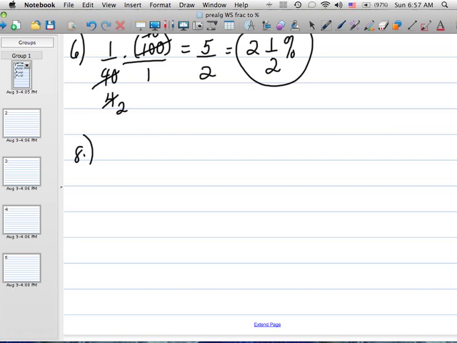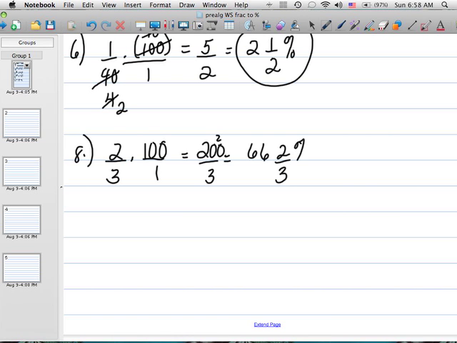Problem number 8, we have 2/3. We're going to change it into a percent, multiply by 100. So we get 200 over 3. Make it a mixed number. 3 goes into 20 6 times, 2 left over. So it's 66 2/3%.